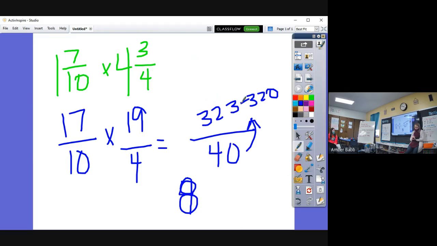323 minus 320 is going to give me 3/40. Now, 3 is a prime number, so you can't reduce it.